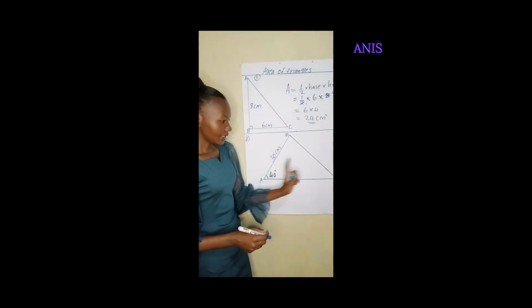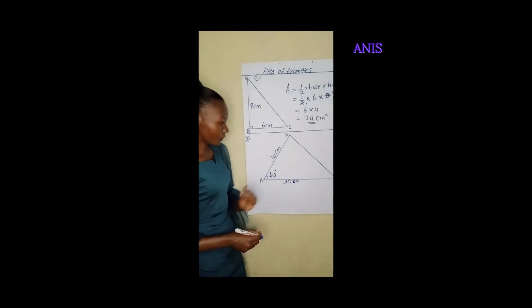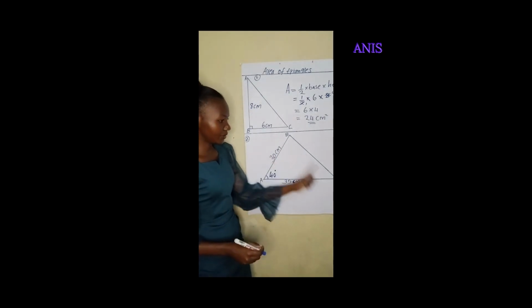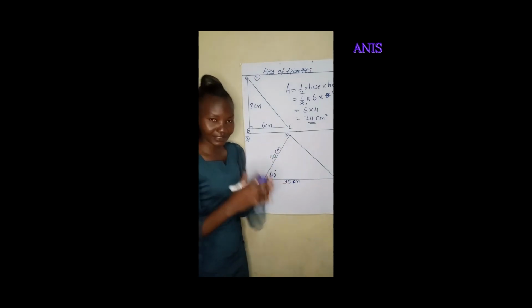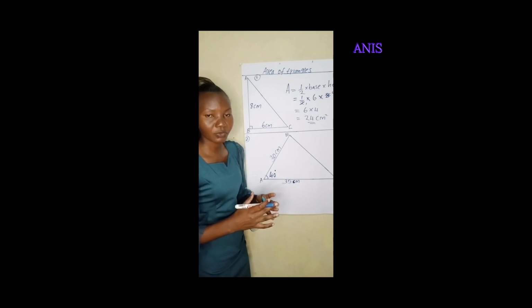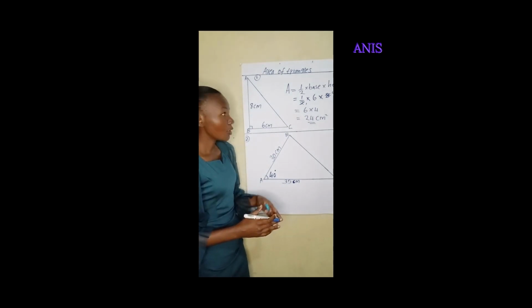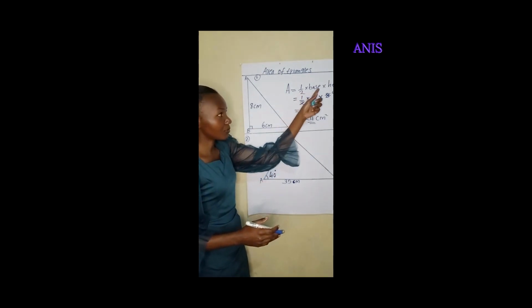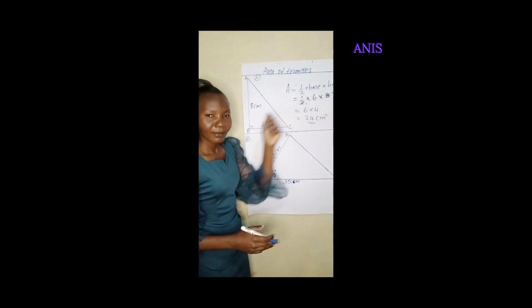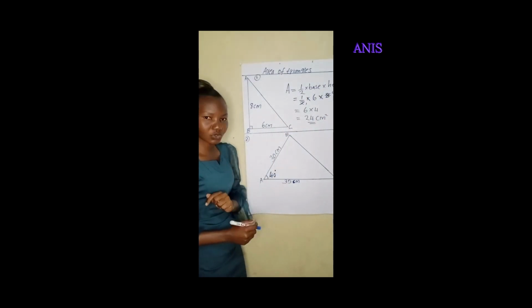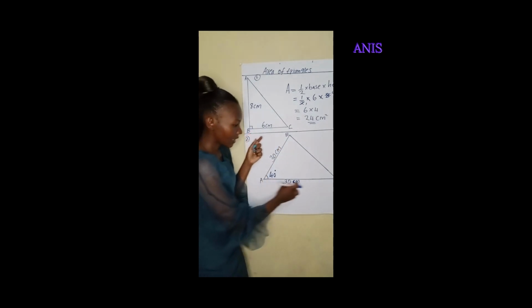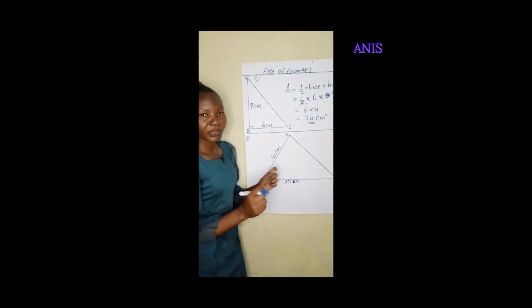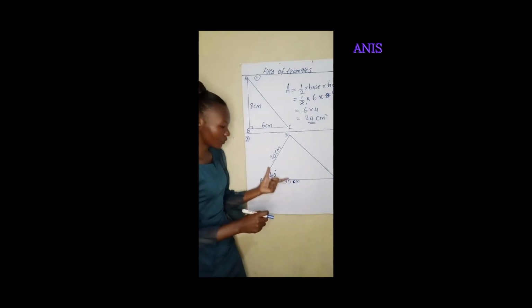Okay, let's look at this other triangle here. We find that we have triangle ABC and we don't have any two lines intersecting to form an angle of 90 degrees. That means we cannot use half times base times height. But there is one thing about this triangle. These two lines, AB and AC, have been given. We have the measurement of the two lines.